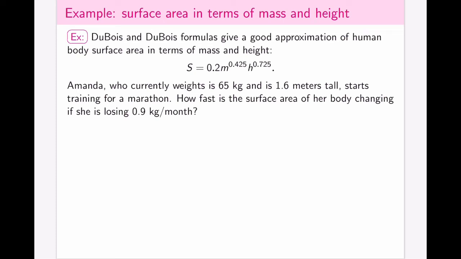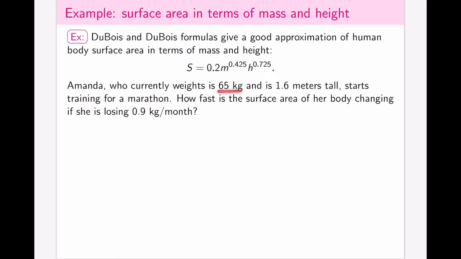Now, this formula is actually useful for things like determining the extent of burns, for example, in burn victims in terms of the surface area, and that helps figure out how dangerous that amount of burnt skin actually is. So here we have a situation where Amanda, who currently weighs 65 kilos and is 1.6 meters tall, starts training for a marathon. We are wondering how fast the surface area of her body is changing, whether increasing or decreasing is something we're about to find out, when she is losing 0.9 kilos a month.